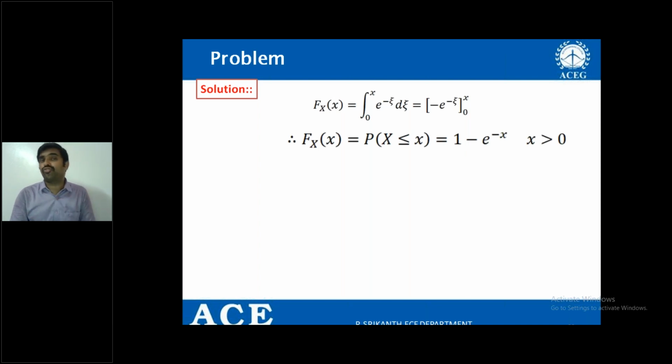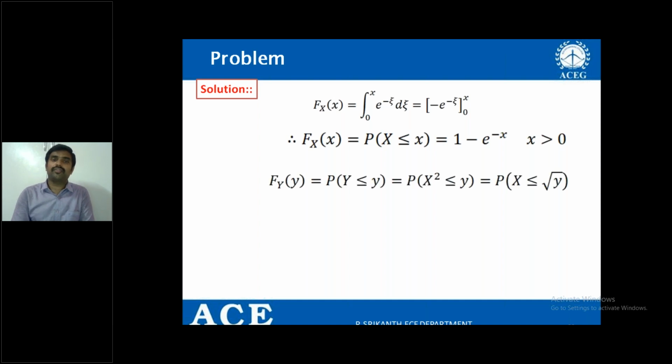Now my intention is to find the distribution function of the new random variable, right? What do I need to find? F_Y(y), which is nothing but P(Y ≤ y). But what is the relation given for Y actually? Y = X². I am substituting here. That is P(X² ≤ y), or P(X ≤ √y).